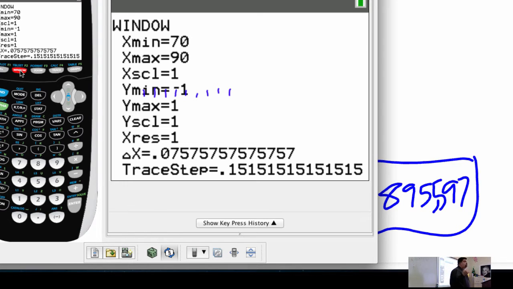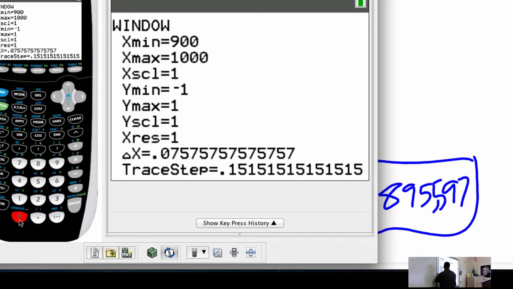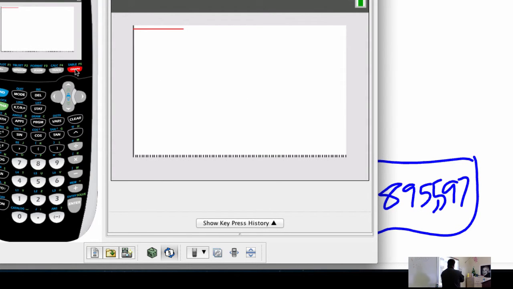10,000. That would be 10,000 years from now. We could even choose 1,000 years from now. So if we choose 900 to 1,000, and then now my y value would change a little bit. I'm going to plot, I think, 700,000 to 900,000, because I don't think it'll be any bigger than that. And now I'm just going to hit graph.